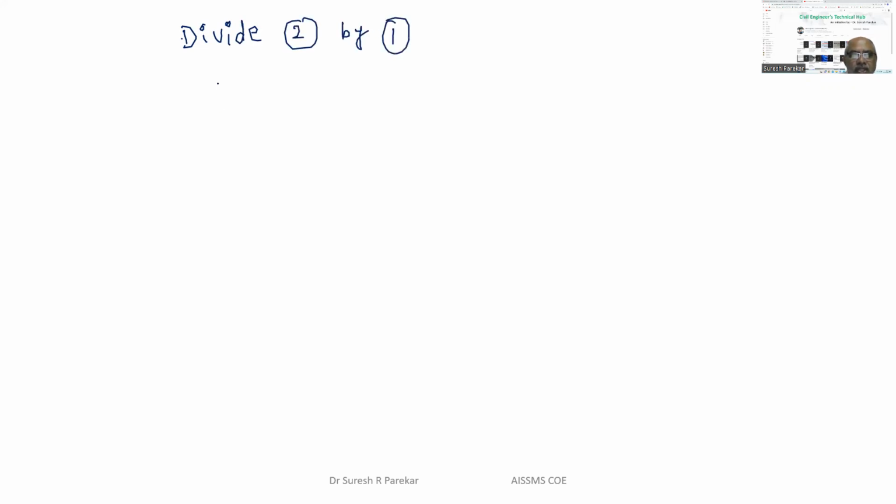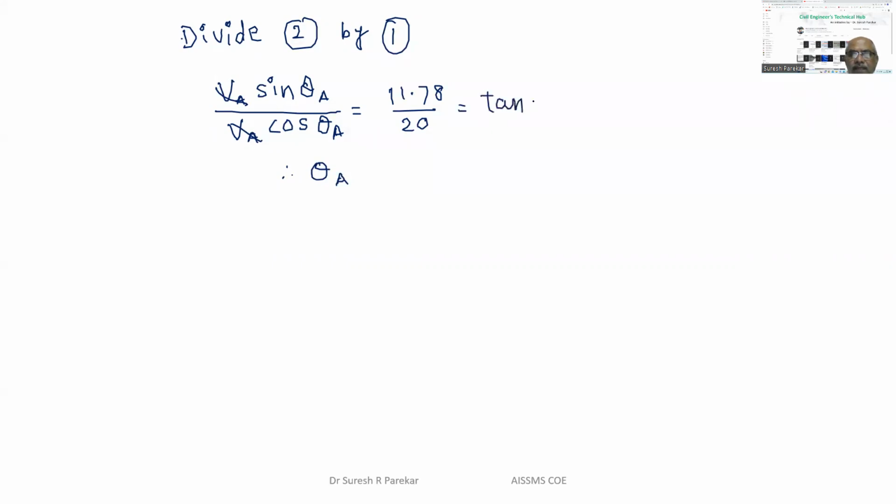And now we have VA sin theta A upon VA cos theta A, and that is equal to 11.78 upon 20. This VA gets cancelled, and therefore we have tan theta A. And from this we find the value of theta A, which is 30.5 degrees.